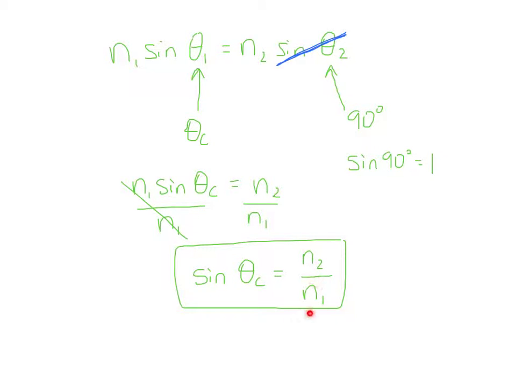If you went from a lower index to a higher index, this fraction right here would be greater than 1, and you can't take the sine of an angle to get an answer greater than 1, so there's no way to get a critical angle when you're going from a low index to a high index. You have to go from a high index to a low index of refraction.